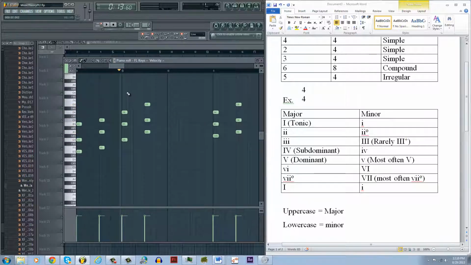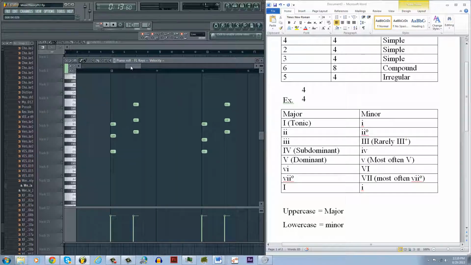Now, to make another distinction, it especially sounds better when going from the dominant chord to the tonic. This arguably sounds better than this.